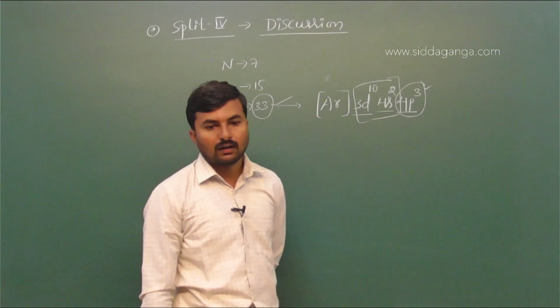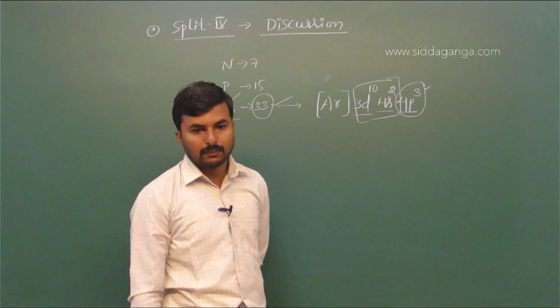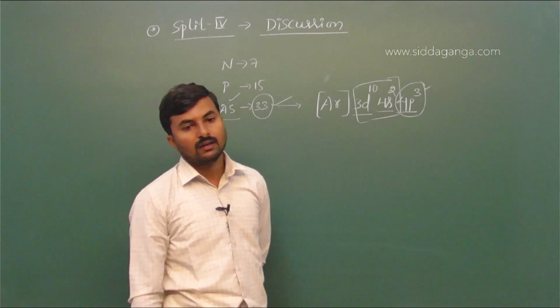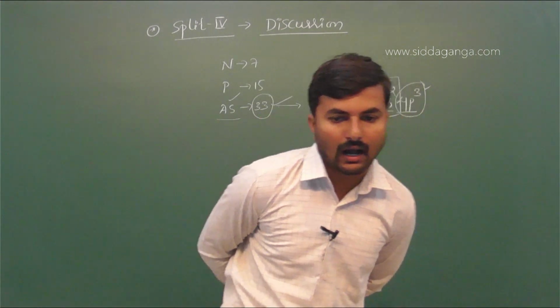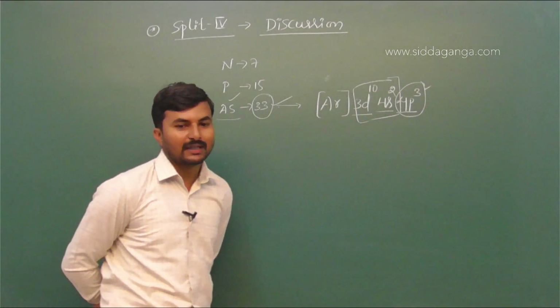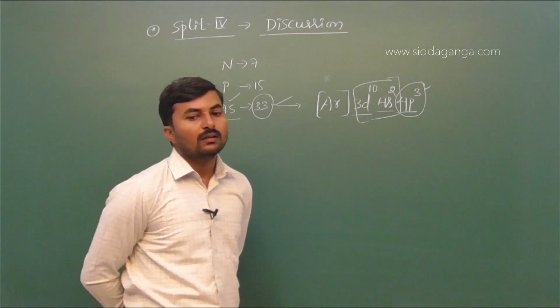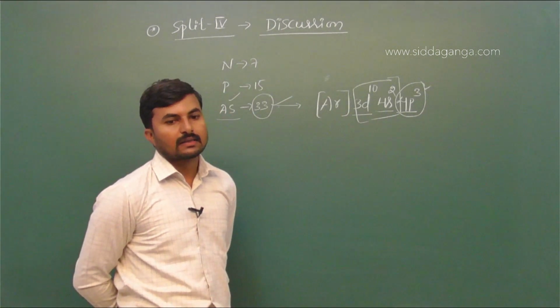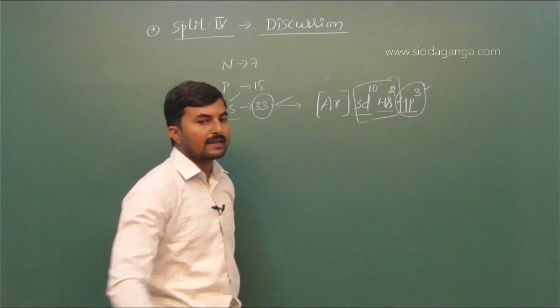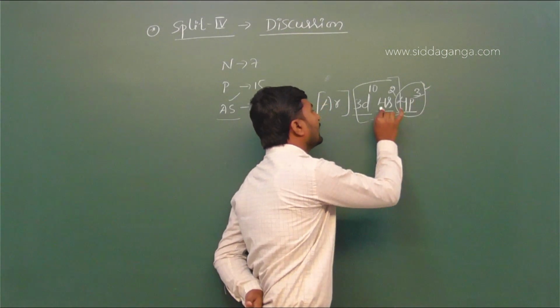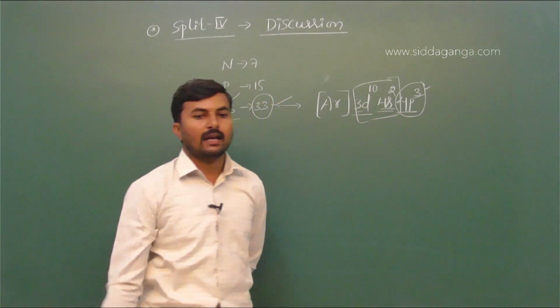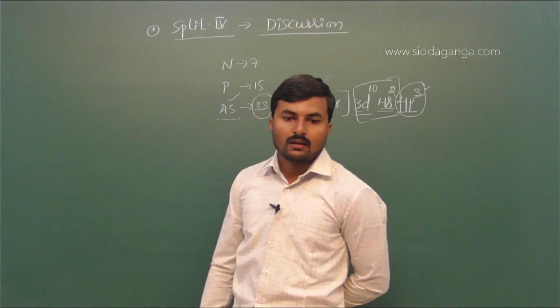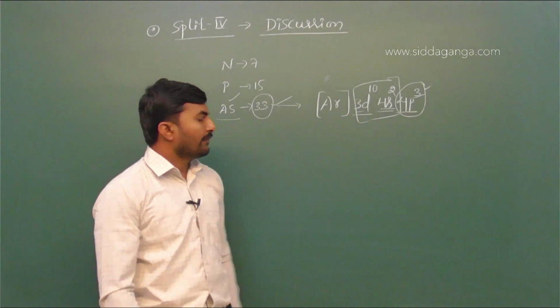Sorry, option 2 is correct. It has half filled p orbital and completely filled s and d orbitals. So for the first question, the correct answer is option 2, that is, it has half filled p orbital and completely filled s and d orbitals. Is it clear? Yes. We will move into the next question.